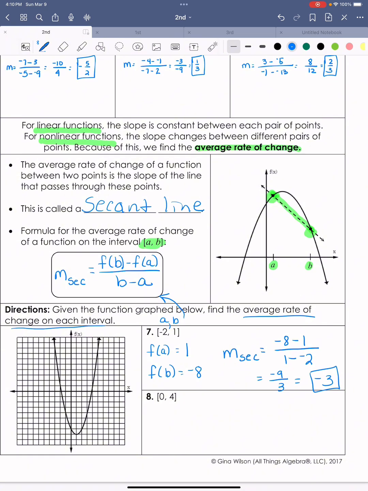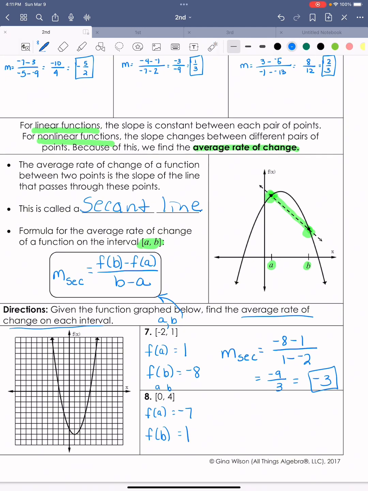Now let's look at number 8. We're using the same graph. So this is A, this is B. Now if I want to find f of A, I'm going to come over here to where 0 is, and I'm going to go down until I find the point of intersection. And the intersection is at 1, 2, 3, 4, 5, 6, 7. So f of A is negative 7. Okay, f of b, well, if b is at 4, I'm going to go over to 4 on the x-axis, 1, 2, 3, 4, and I'm going to find the point of intersection, and that point of intersection is up at positive 1.